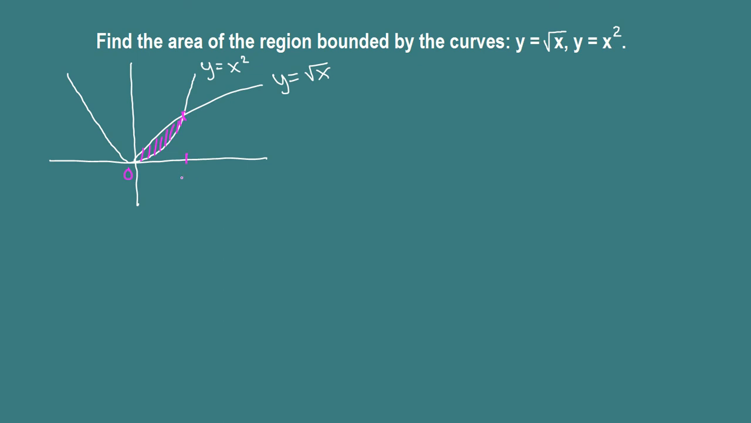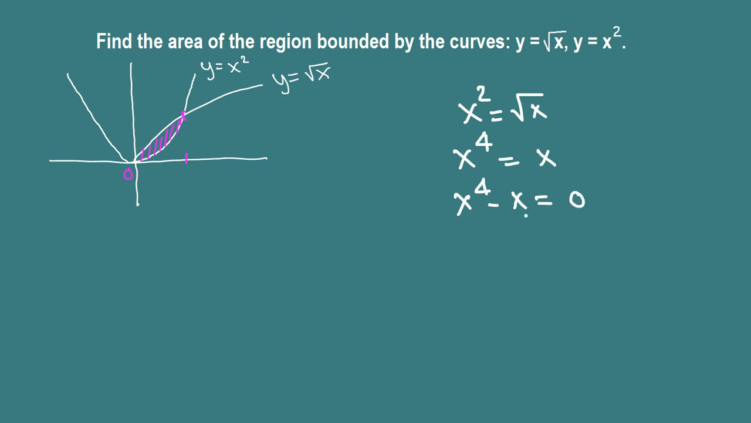Now if you look at a graphing calculator carefully, you can find this value, but there is always an algebraic way to find these points of intersection. All we have to do is set these two curves equal, so x squared equals square root of x, and solve for x. How do we solve? Since we got a square root, square both sides, so x fourth equals x. Now bring x to the left side to solve. x fourth minus x equals 0.